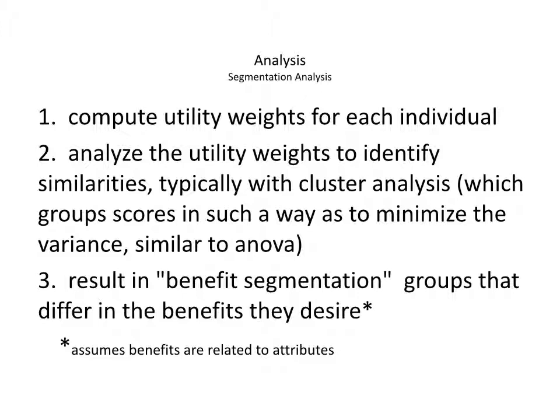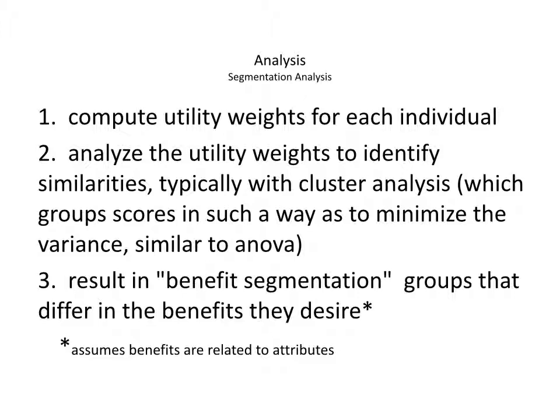So a second type of analysis, a second application of conjoint analysis, is segmentation analysis, using those utility weights from conjoint analysis to identify segments. The first step is the same, to compute the utility weights for each individual. The next is to analyze those utility weights and identify similarities. So people who attach the same value or the same importance to the same group of attribute levels belong together. Typically that's done with cluster analysis.